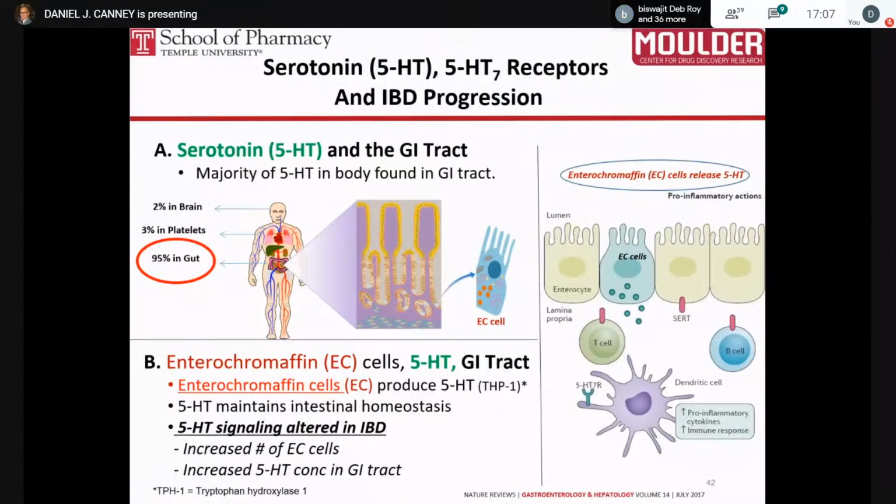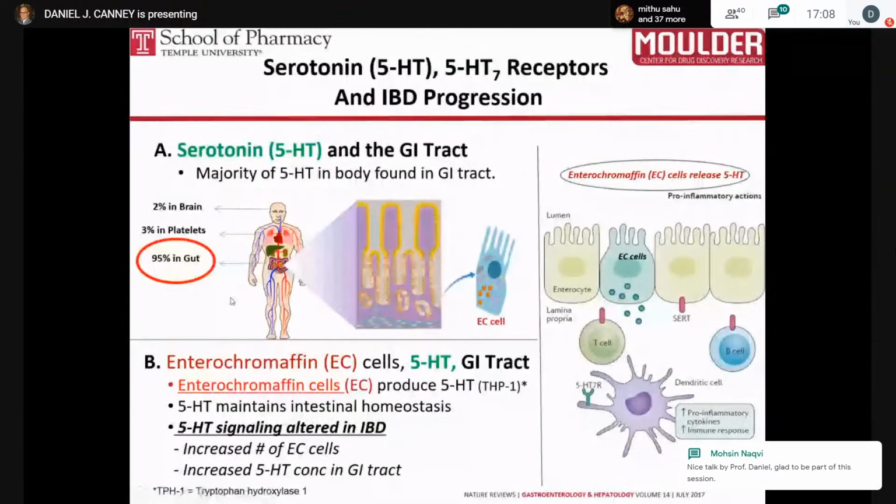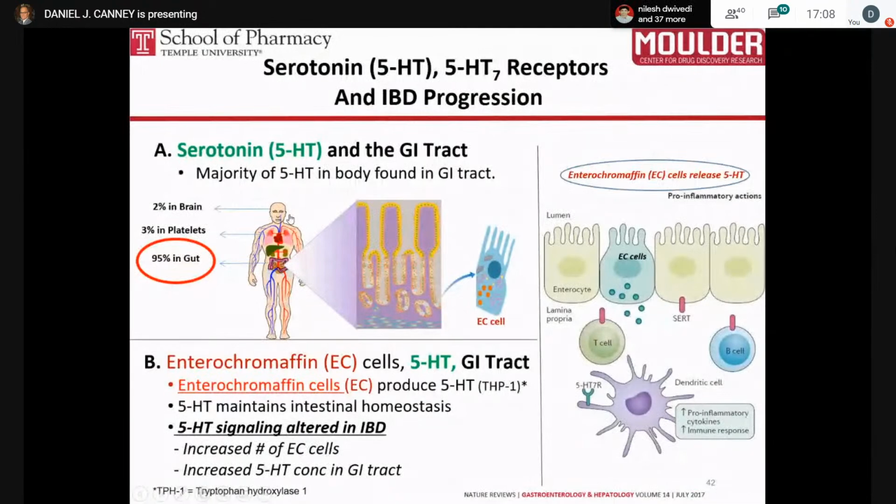So we went ahead and started looking at this further, right? So as I said, serotonin, turns out, plays a critically important role in the gut. Right? I mean, we know that there's serotonin in the brain. We're familiar with many of the drugs, serotonin selective reuptake inhibitors used for depression and so forth. But actually, most of the serotonin that we have in our body is in our gut. 95% of it is, right?